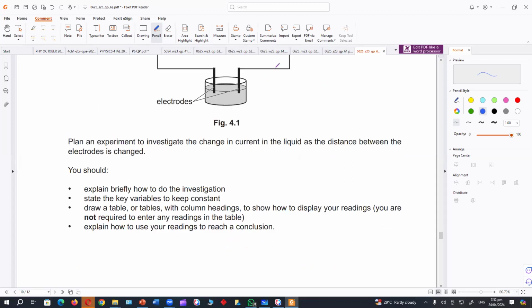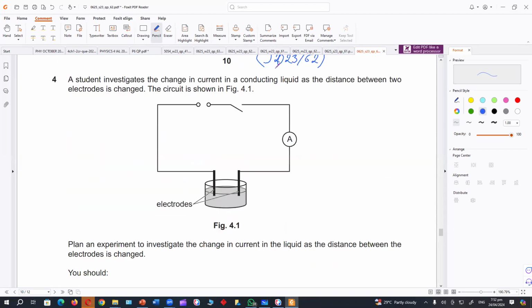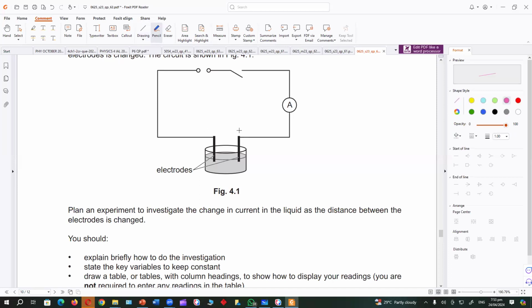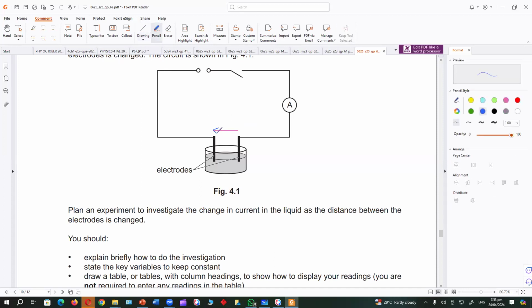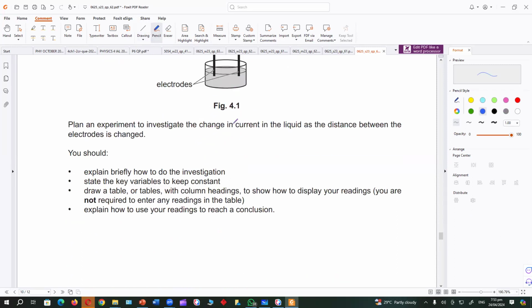We have an ammeter already in the circuit. Draw a table, state the key variables. Key variable, what you will change. So you can mark the distance here. This is the distance.